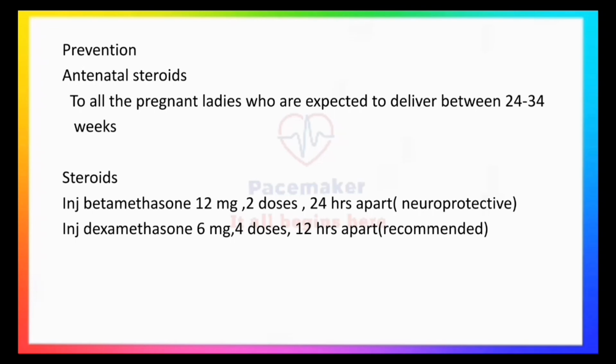But the preferred drug in the Indian scenario is dexamethasone, which is given in 4 doses, 6 mg, 12 hours apart. It is recommended because it is cheaper than betamethasone.